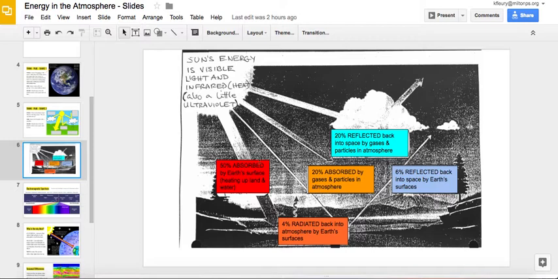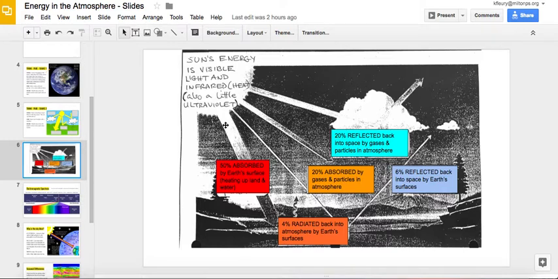As those sun rays come in, a bunch of different things are happening to them. Some of it gets reflected back into space, only about 20%. Okay? 20% is also absorbed by the atmosphere, by gases, dust particles, clouds, things like that. So clouds can both absorb and reflect sunlight.